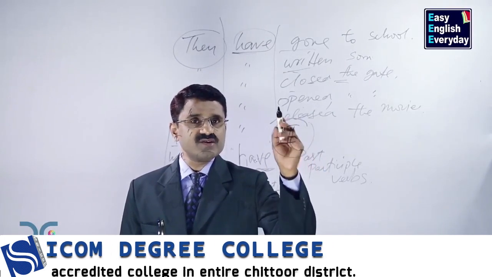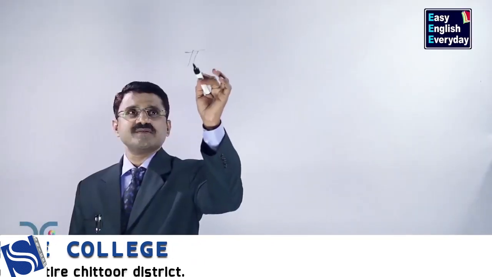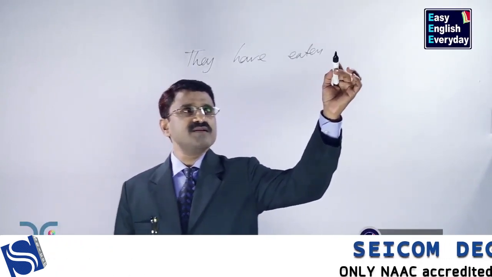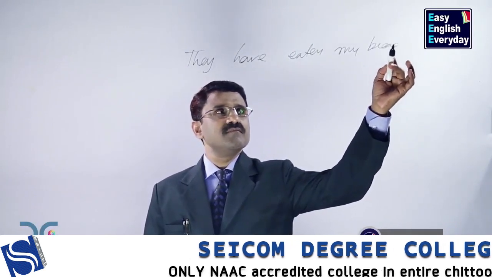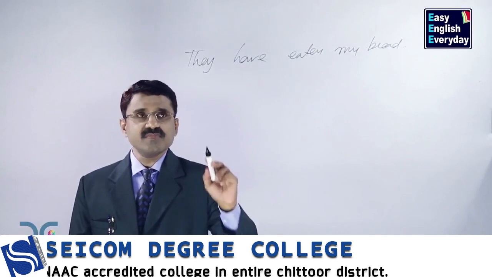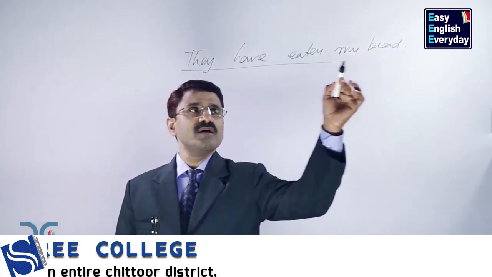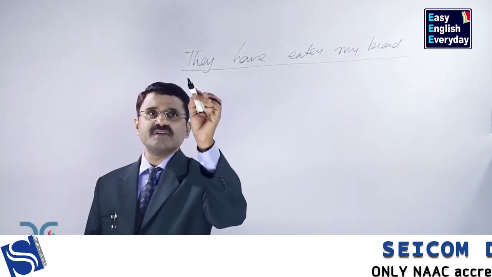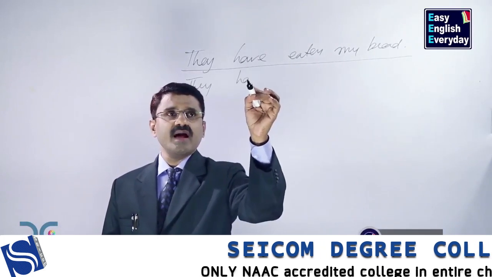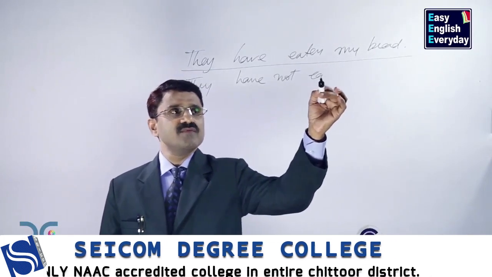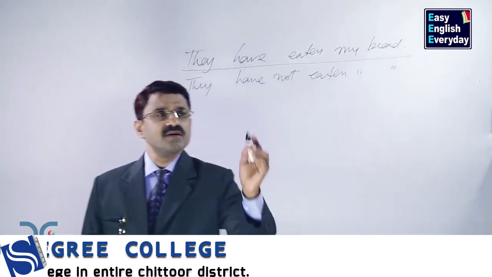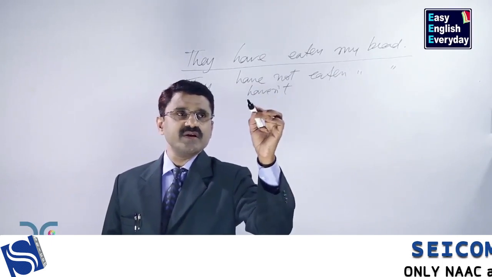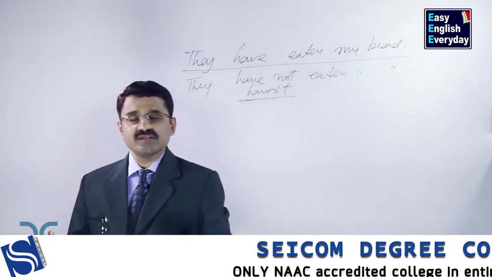What to be done in the second stage? Let us see now. Take a look at these sentences. They have eaten my bread. Now, this is called an affirmative sentence. Now, how to make the negative form of this sentence? They have not eaten my bread. You can also say they haven't. It's your choice. Whatever is convenient, you prefer that, but be good at both the forms.